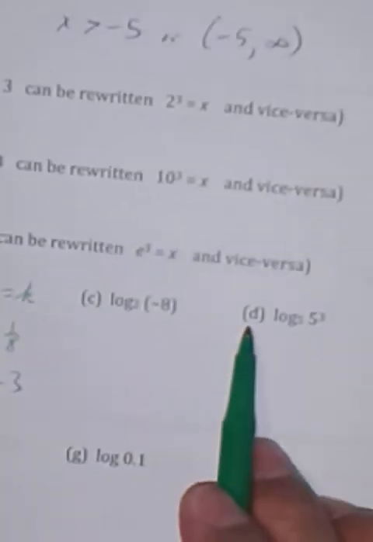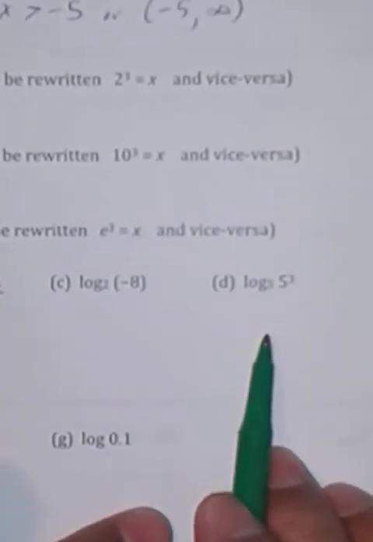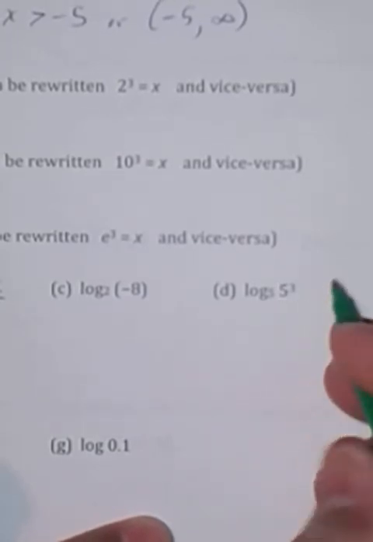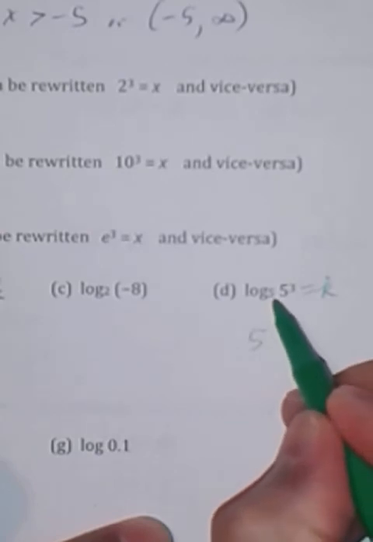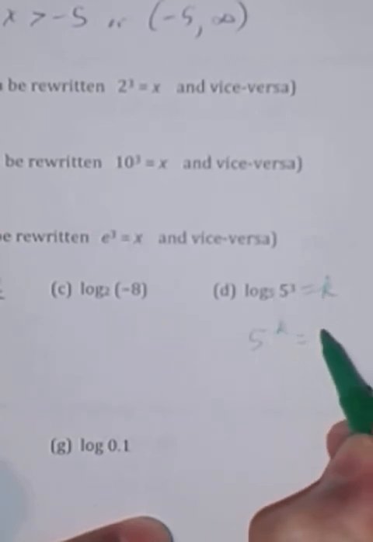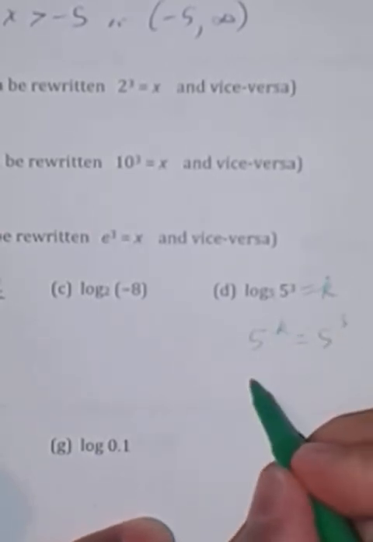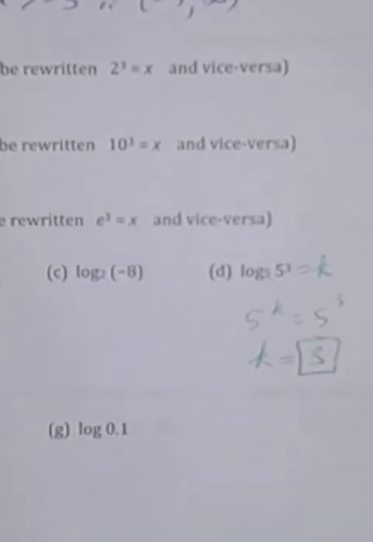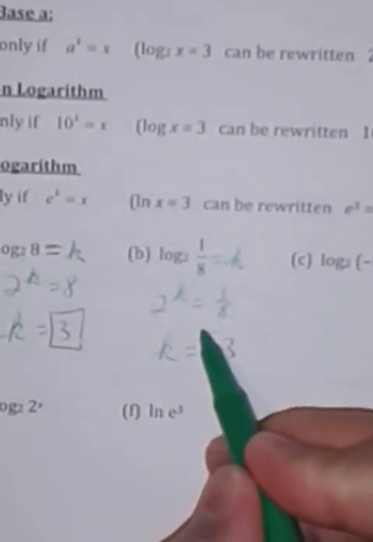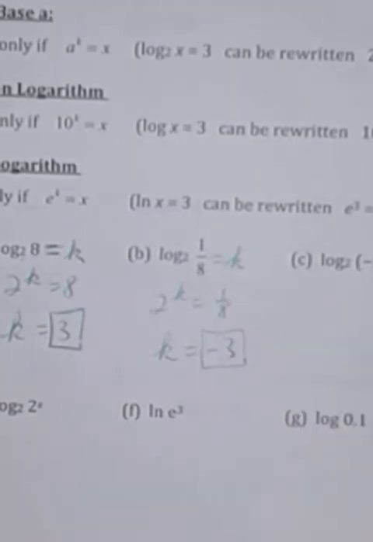And let's do one more. Let's do letter D, and we'll leave the other ones for you. Log base 5 of 5 to the third equals k. And so 5 to the k has to equal 5 to the third. So k must equal, that's right, 3. We've got to put a little box around this one. That's our answer. All right, and we'll leave the other ones for you.